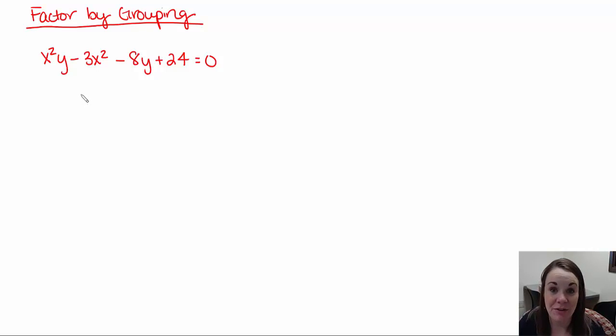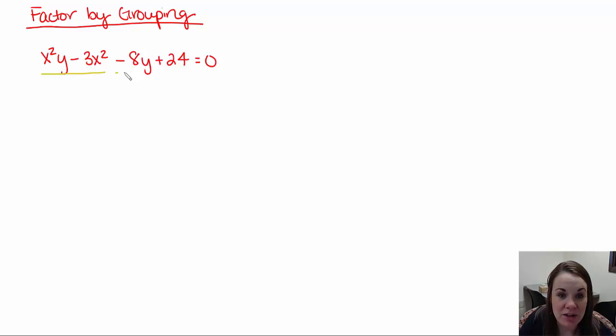Today we're going to talk about factor by grouping. Factor by grouping works when you have a polynomial with four different terms, just like this, that are all set equal to 0. The first step is to check, what do my first two terms have in common? Well, in this case, these two terms both have an x squared.